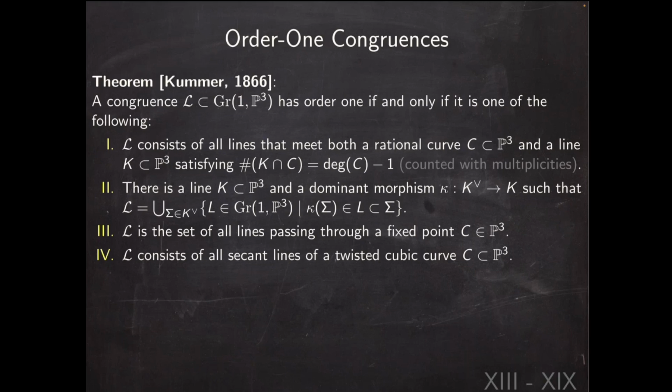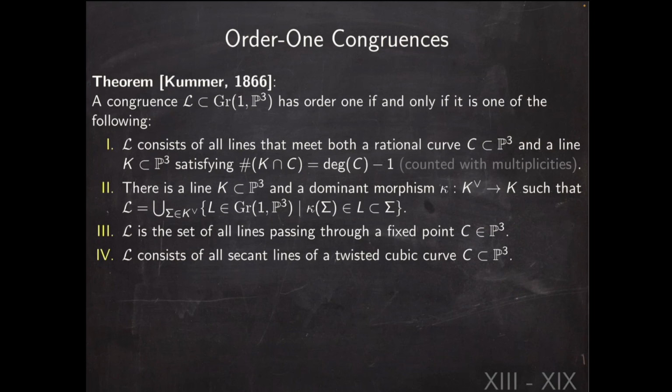In any case, the result says that an irreducible algebraic surface in the Grassmannian has order 1 if and only if it's 1 out of 4 cases. And I wrote here 4 cases, and these first 3 cases correspond exactly to the 3 types of rolling shutter cameras. So let me just walk through this. Type 1 means that the congruence comes from all lines that meet a rational curve C and a line K, with the property that the line K meets the curve C in d minus 1 many points, where d is the degree of the curve.